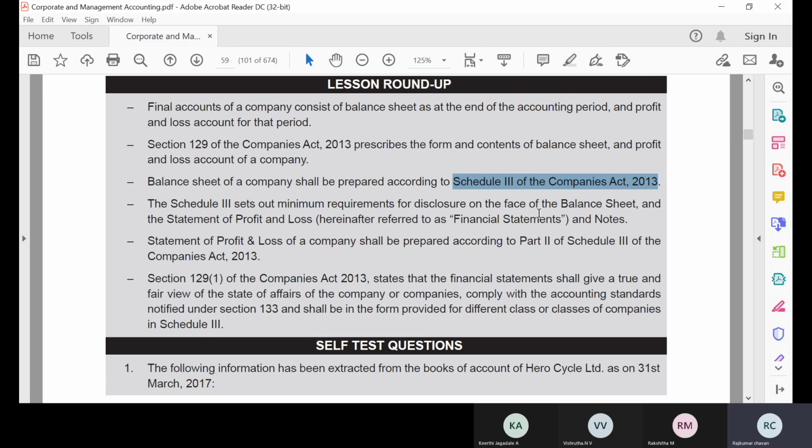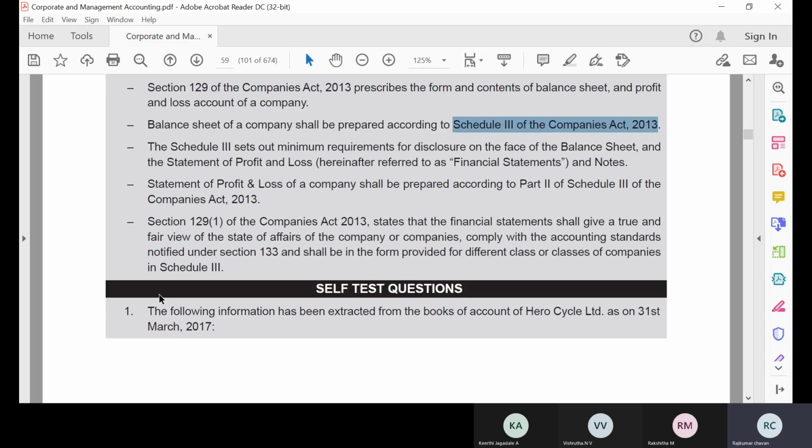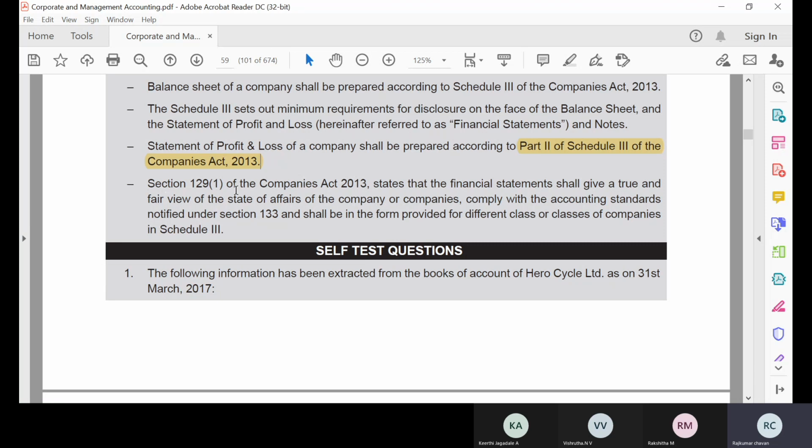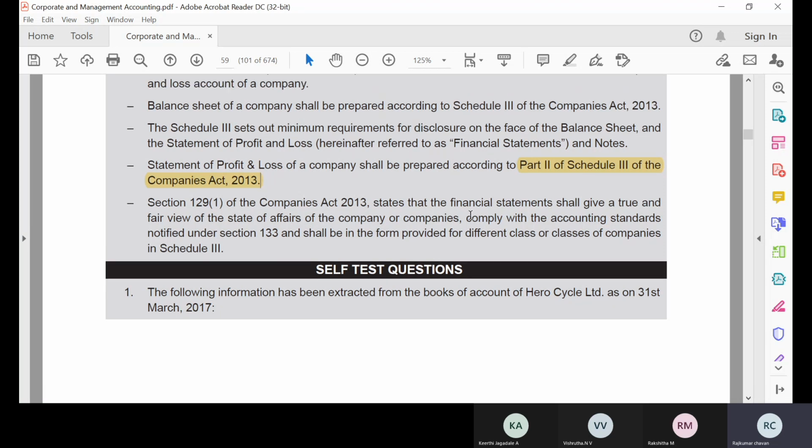Then Schedule 3 sets a minimum requirement for disclosure of balance sheet, profit and loss account and notes to accounts. Then the profit and loss account shall be prepared according to Part 2. This also can be your MCQ question. They can ask you Part 2 and Schedule 3 of the Companies Act, and section 129(1) of the Companies Act 2013. It states the financial statement should give the true and fair view, right?